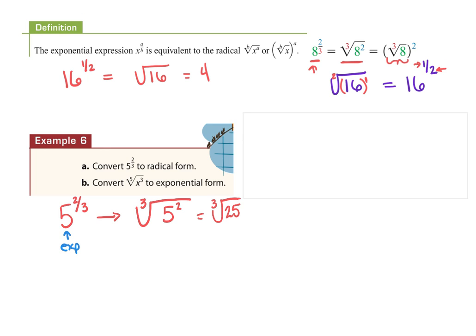So this is radical form. They gave it to me in exponent. They wanted it in radical. We can go the other direction.